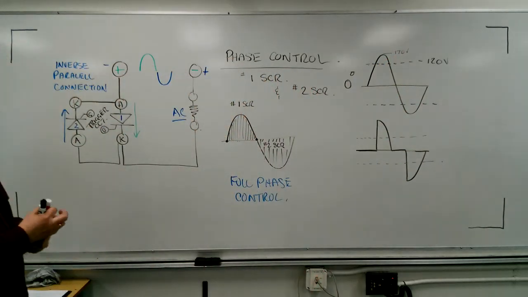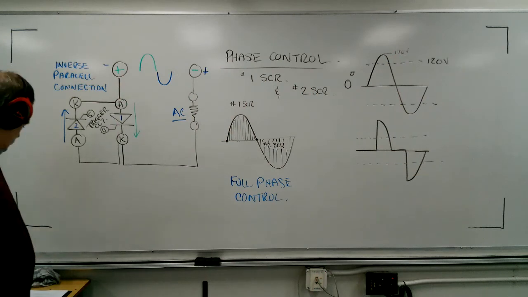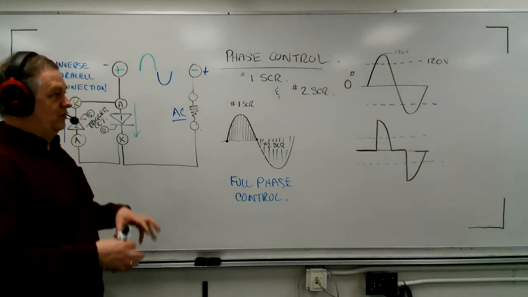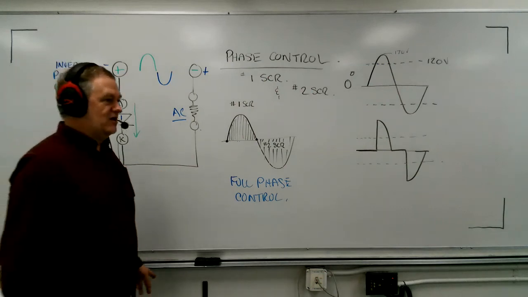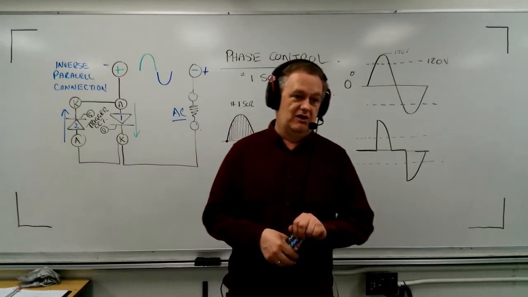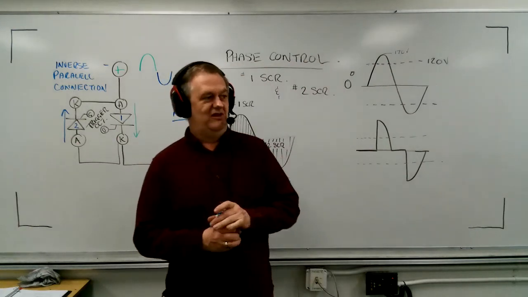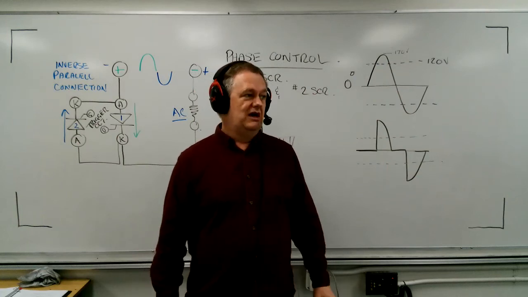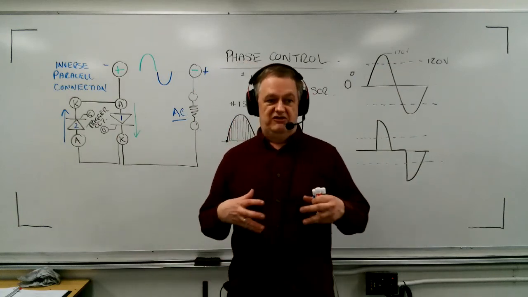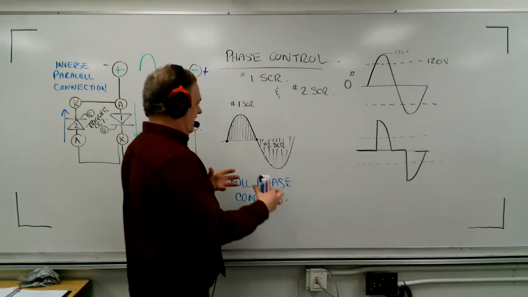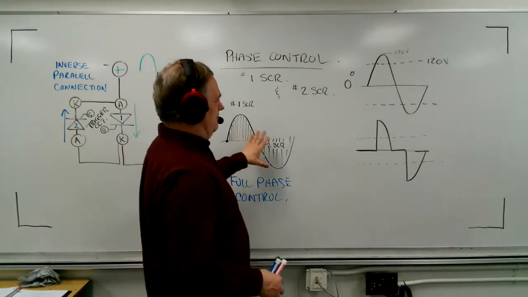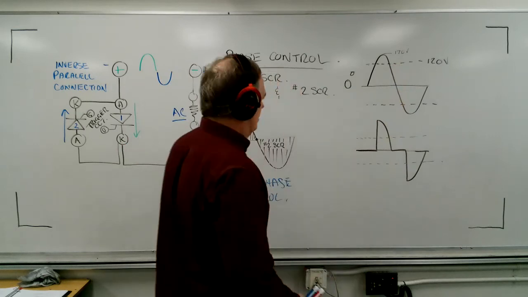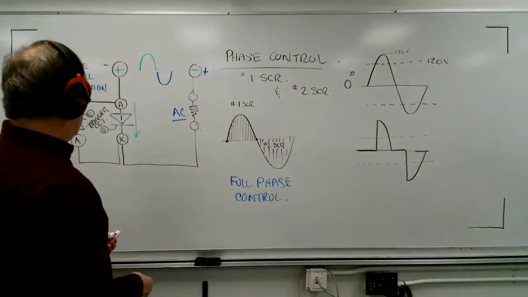Now, this method is used where you use two separate SCRs and you connect them together in this way, normally only on higher power loads. So loads that are, I think officially they say, about larger than 45 amps. If you get into the hundreds of amps and you're doing full phase control, it'll be two separate SCRs connected together to give you this full phase control of an AC waveform. So it's an interesting way of doing it.